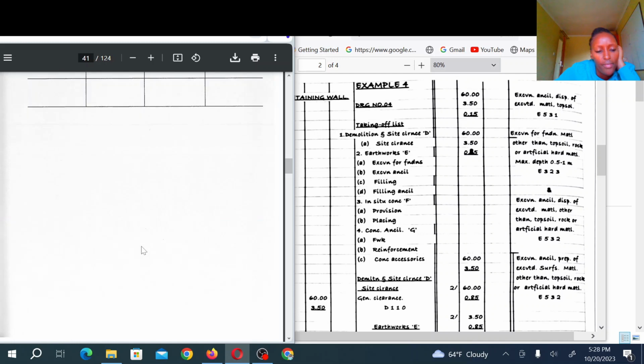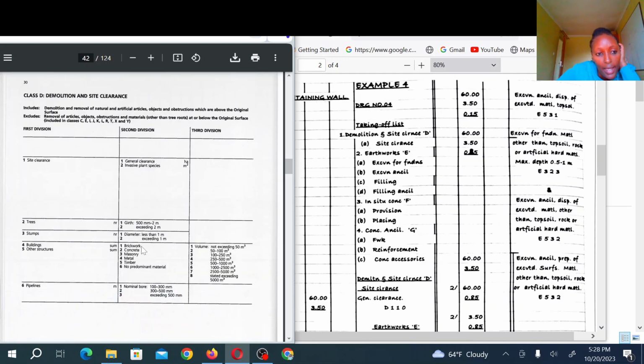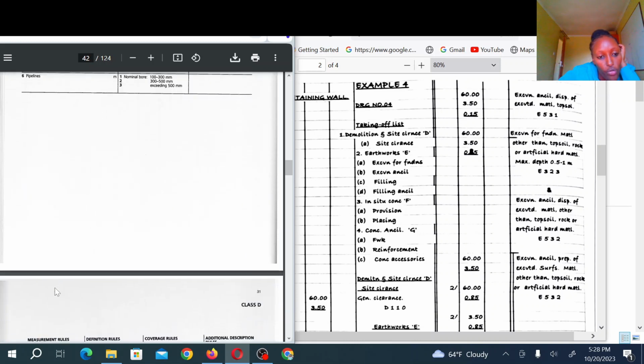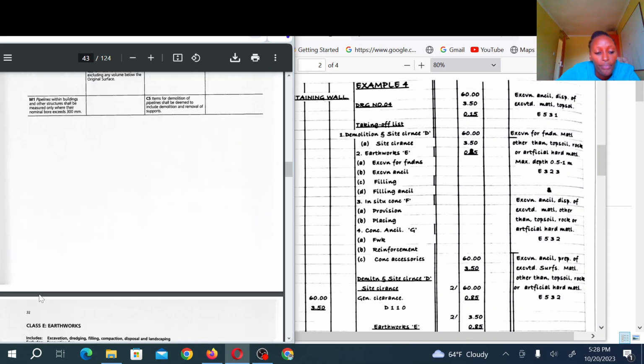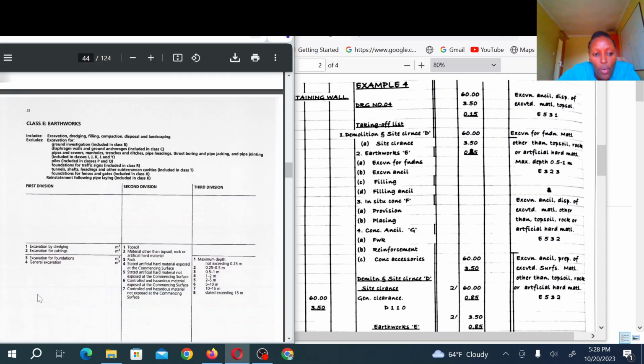Okay, so under demolitions and site clearance, we can see that you can measure site clearance, any trees that are on site, the stumps, the buildings that you're going to demolish, the pipelines that you're going to remove. But in our drawing, we haven't been told about any demolitions to be done or the site clearance. So that's why we'll only do the general site clearance. Then we will go to earthworks.